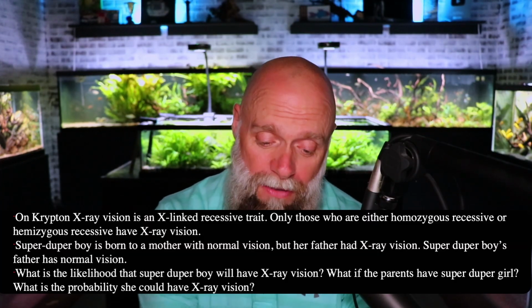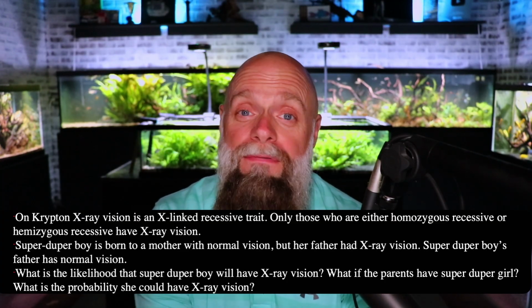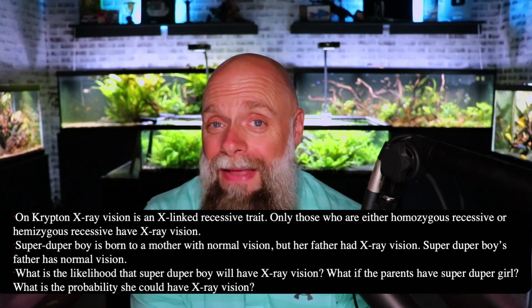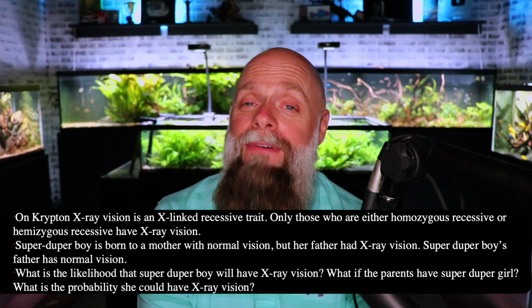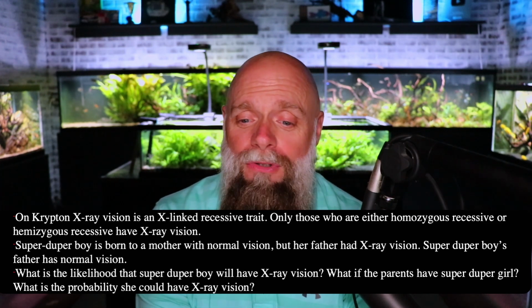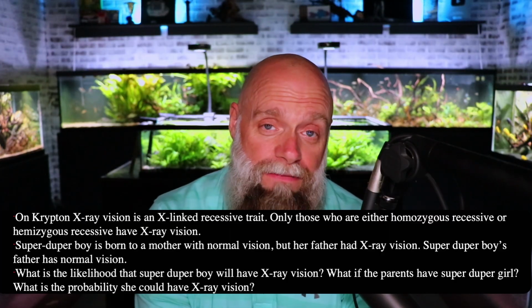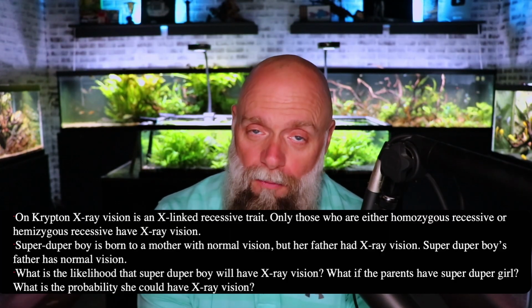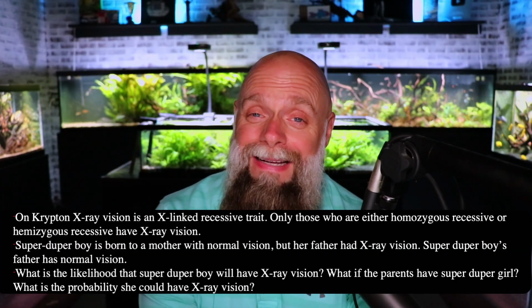So we're giving you some information about the genotypes and the phenotypes of the family. What we need to know based on that information is, what is the likelihood that super duper boy will have X-ray vision? What if the parents have super duper girl? What's the probability that she would have X-ray vision? So we're going to go to the board. We've got to work this through. There's going to be a little bit to do here, but I promise it'll make sense in the end.